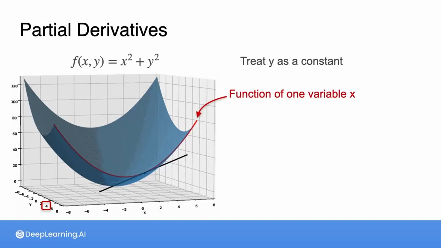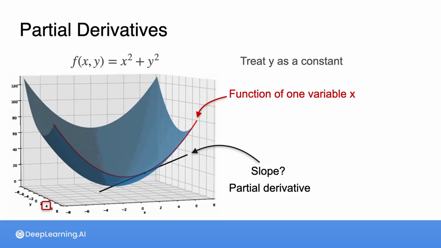Now, let's take some point in that red parabola and let's draw a tangent like it's drawn here, that black line. What is the slope of this line? The slope of this line is the partial derivative. So how do we calculate a partial derivative?